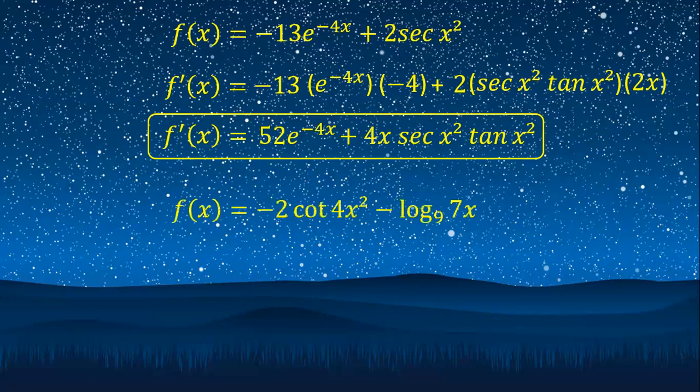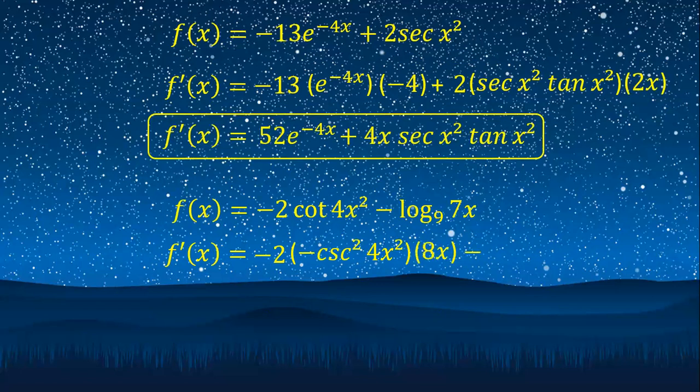Next, let's have f(x) = negative 2 cotangent 4x squared minus the logarithm of 7x to the base of 9. So f'(x) = the derivative of the first term. Copy the coefficient negative 2. Then the derivative of cotangent is negative cosecant squared 4x squared, times the derivative of the given algebraic expression 4x squared, that is 8x.